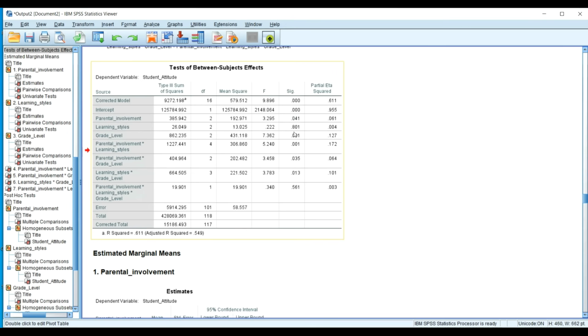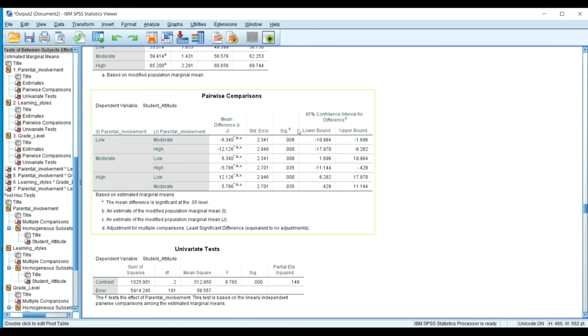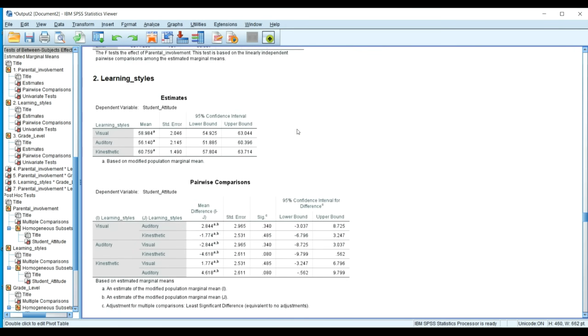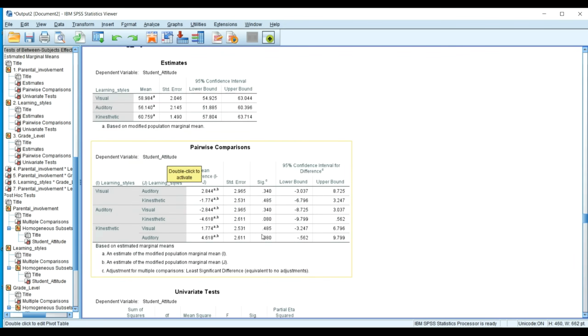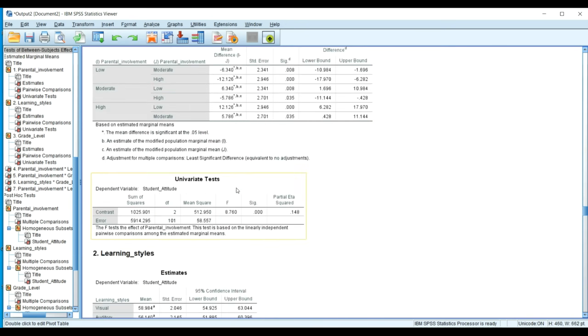The next one is learning style. This is not statistically significant, so it means that there is no difference, and you don't need to bother much. If you look at the means here for visual, auditory, and kinesthetic, the mean differences are not much: 60, 56, 58. None is statistically significant here, showing that we do not have evidence of their contribution to student attitude towards science.